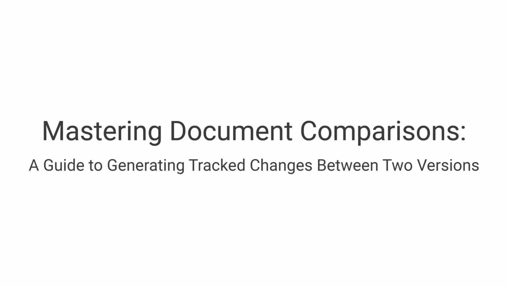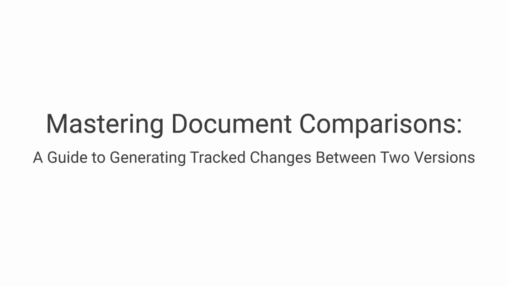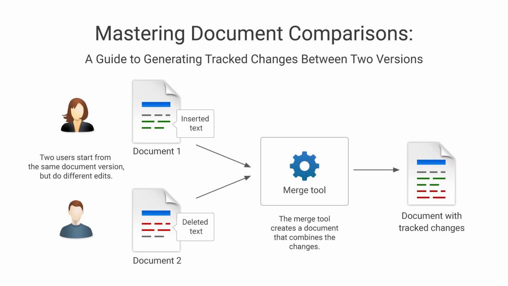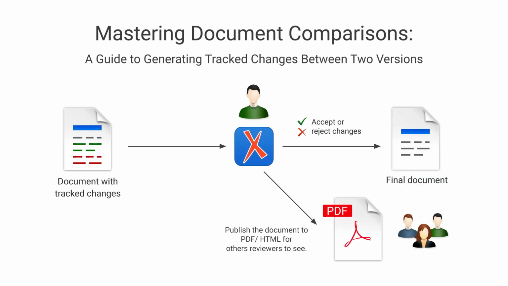This video demonstrates comparing documents or directories for an entire project using Oxygen comparison tools to generate documents that highlight the differences detected between the two versions. The resulting documents can be opened in Oxygen XML Editor with the track changes highlighted, making it easy to review the changes and accept or reject them.